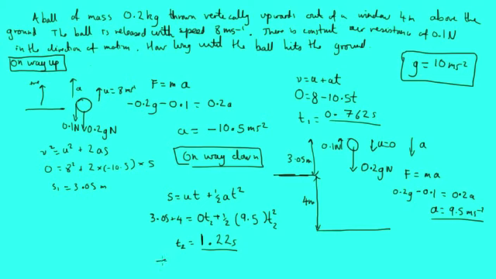So the total time will be the time that it took from throwing it out of the window up this time, 0.762, plus the time from the highest point of its motion down to the ground again, plus 1.22, and that will be 1.98 seconds.